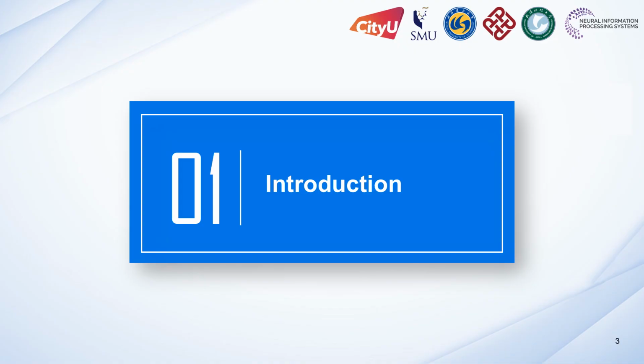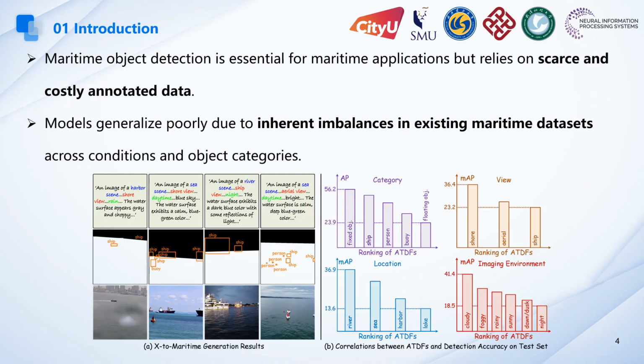First, the introduction. Maritime object detection is really important for navigation, safety, surveillance, and autonomous operations. But it faces 2 main challenges. First, models don't generalize well because of inherent imbalances in existing maritime datasets. Collecting and annotating this data is expensive and labor-intensive.